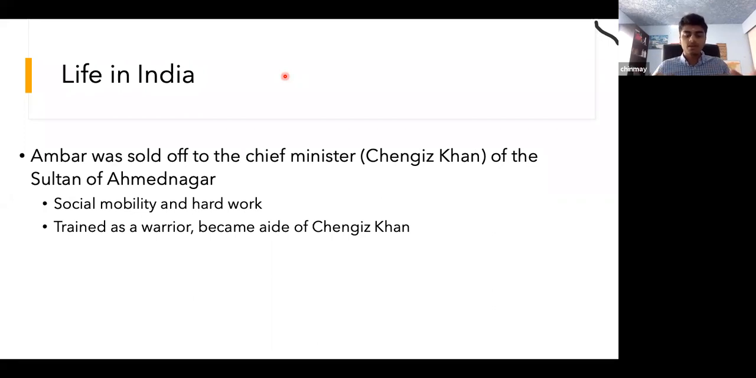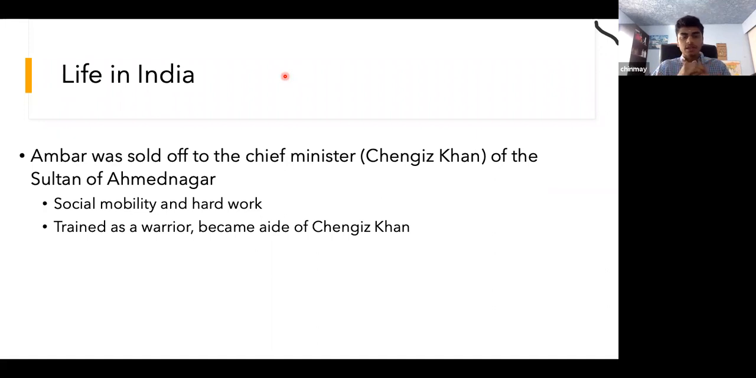Was that if you come here and you work hard, regardless of your backing or regardless of your family connections, the way the society is structured is that you can come up in life in terms of money, in terms of societally, politically, anything. If you work hard, you can come up. That concept Ambar realized was very much prevalent in the Deccan.